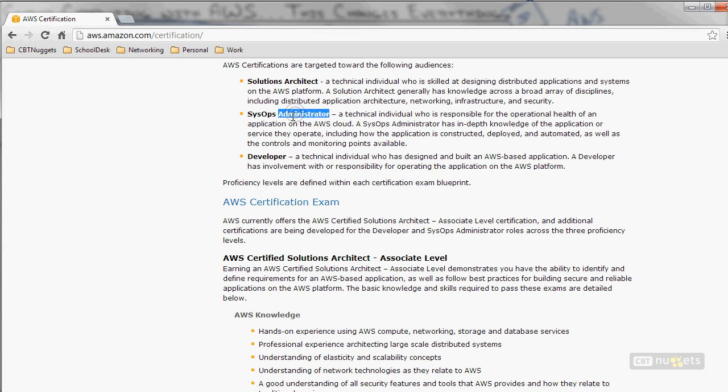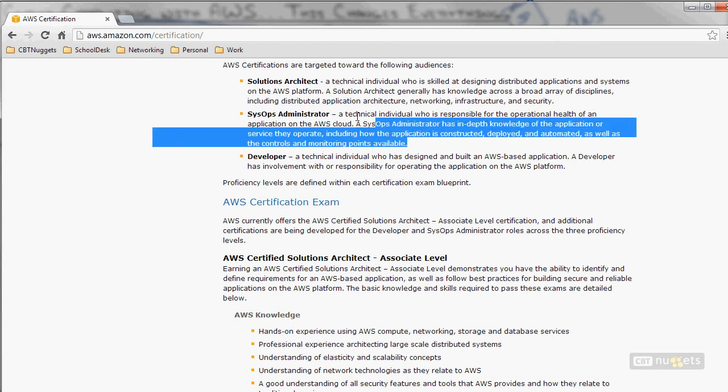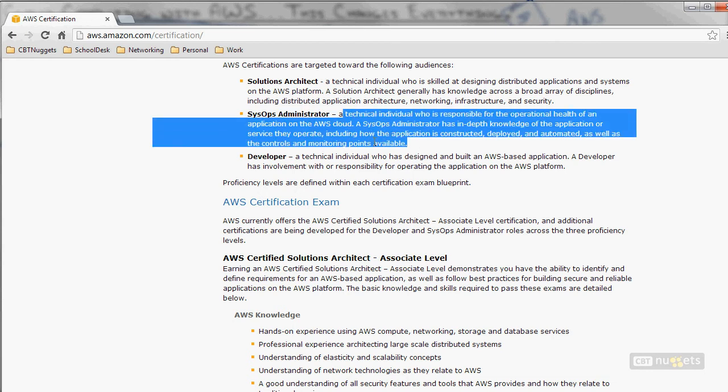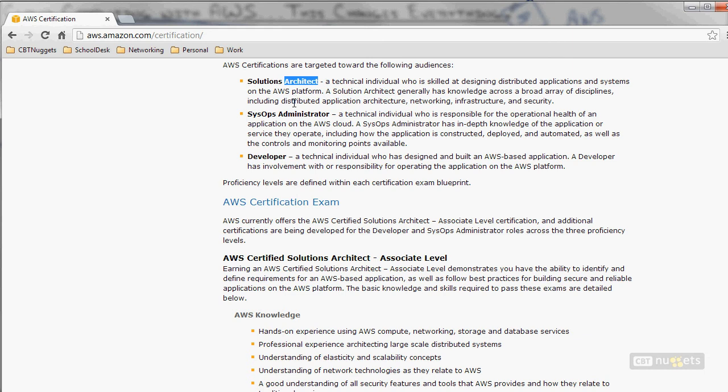That would be the sysops administrator, which currently there's no exam for. I'm sure that will be one of the ones that comes next. These are the ones who monitor, who implement, who have the in-depth knowledge of how things operate. I don't want to sound demeaning in any way, but they are the bricklayers, right? They are the ones who take that design that the architect has created, and maybe it's one and the same person, it could be, and then they go and start implementing it.